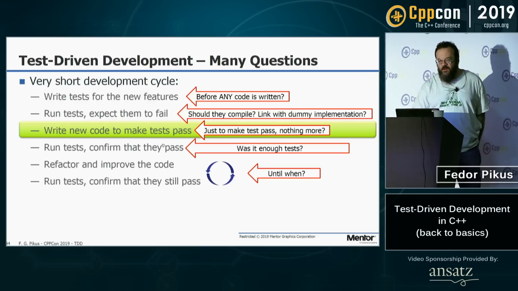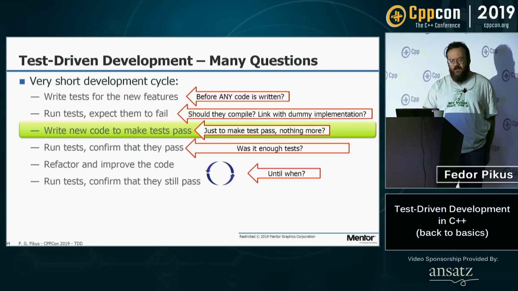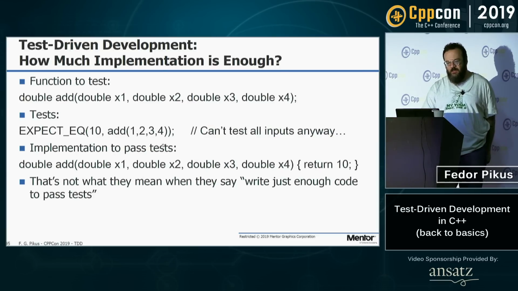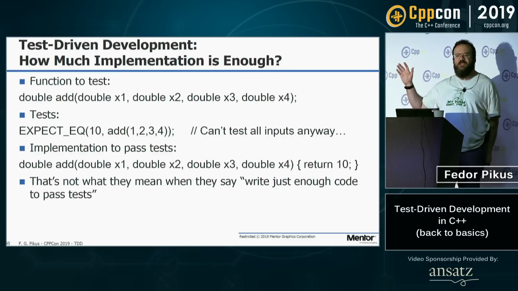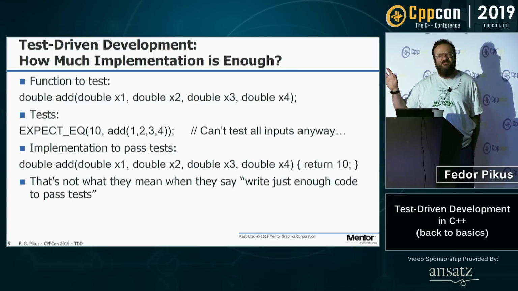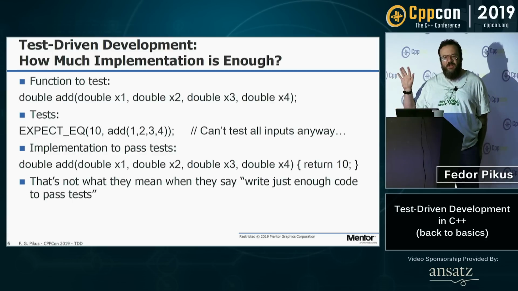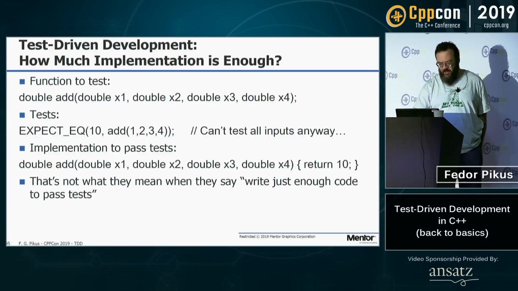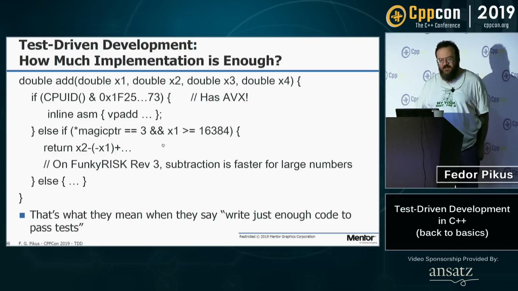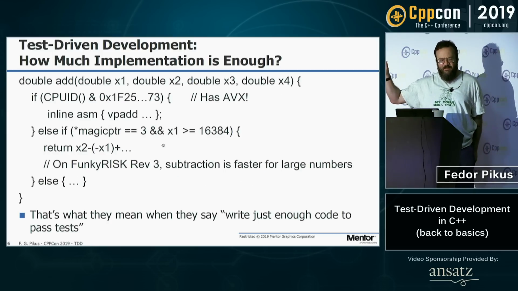Okay, what do they mean when they say write enough code to make the test pass? Well, here is our function add. This time it adds 4 numbers. And we add 1, 2, 3, 4, expect 10. Is this the valid implementation? Probably not. That's usually not what they mean when they say make the test pass. What they mean is don't do that.